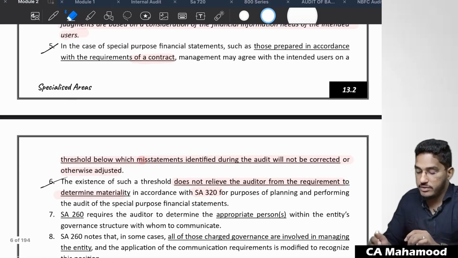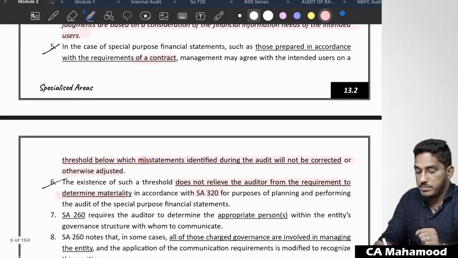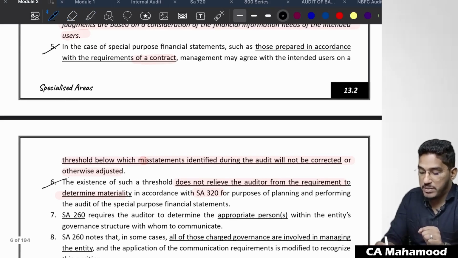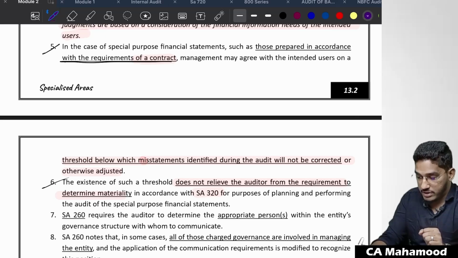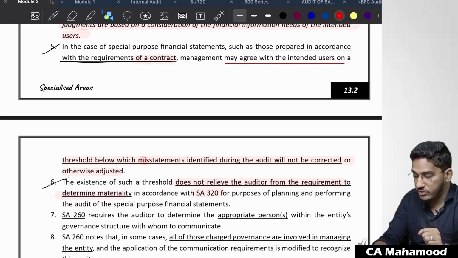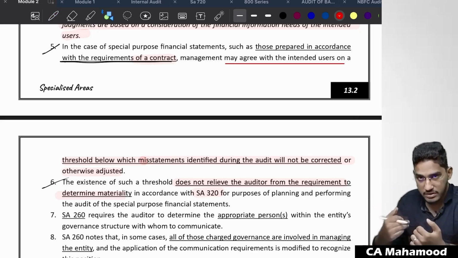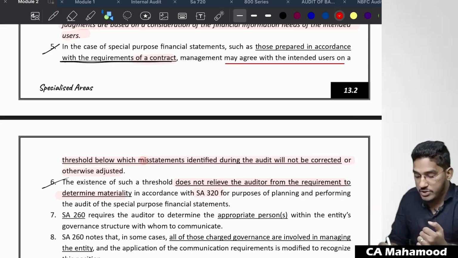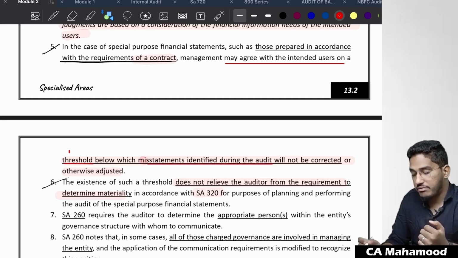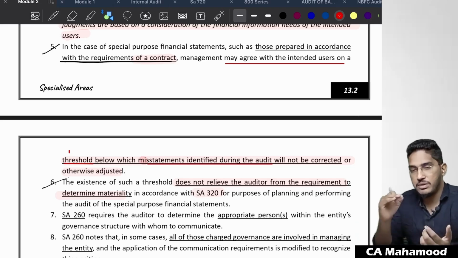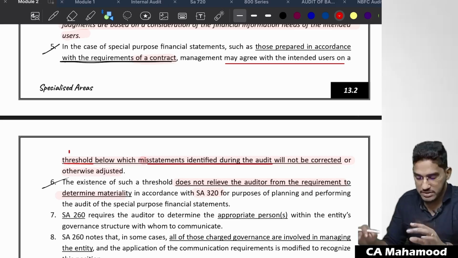Pay careful attention in the case of special purpose financial statements, such as those prepared in accordance with the requirements of a contract. Management, pay attention here now. Management may agree with the intended users, like Blinkit is agreeing with Zomato, on a threshold. They have set one limit. In our example, 10 lakh rupees is that limit, below which misstatements identified during the audit will not be corrected or adjusted. So in the contract, they have agreed a limit below which misstatements will not be corrected or adjusted.